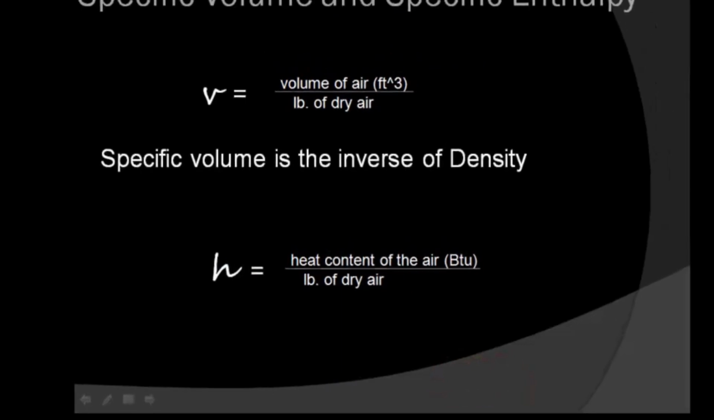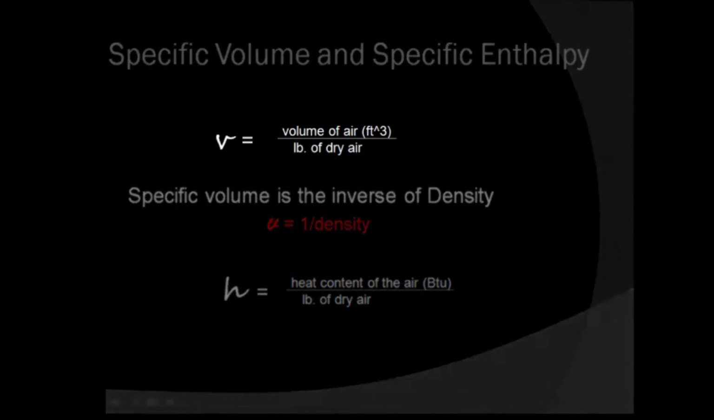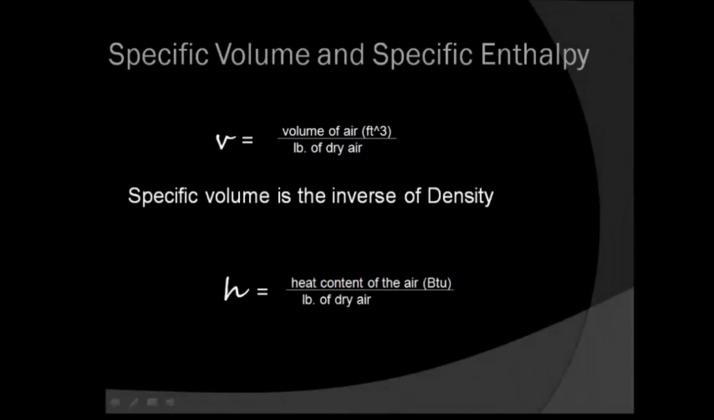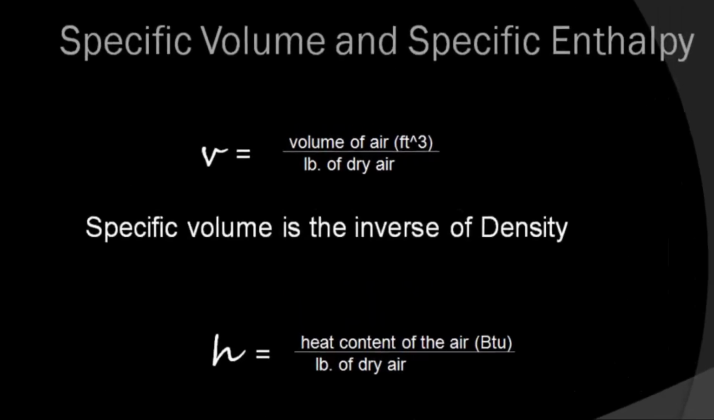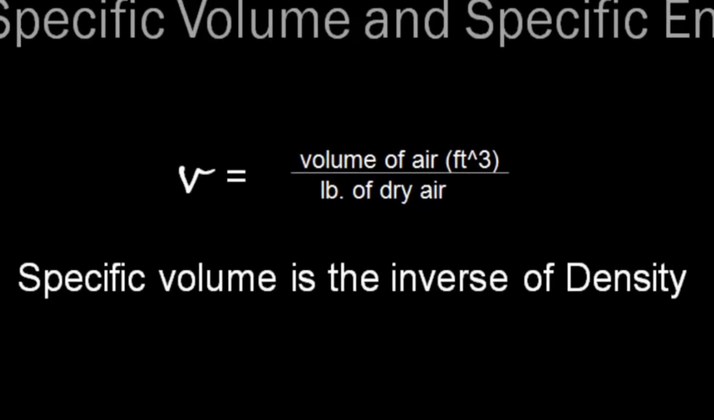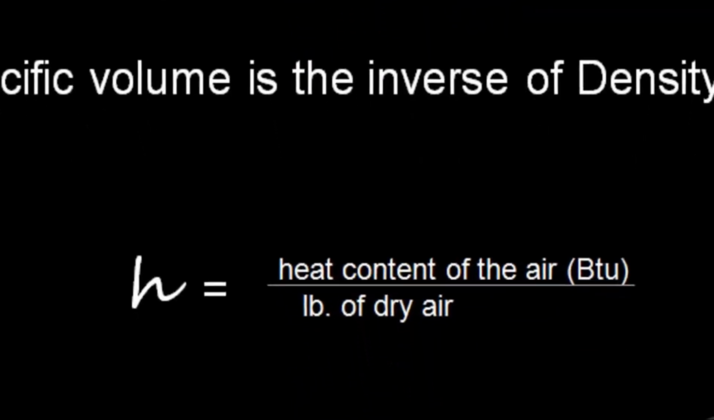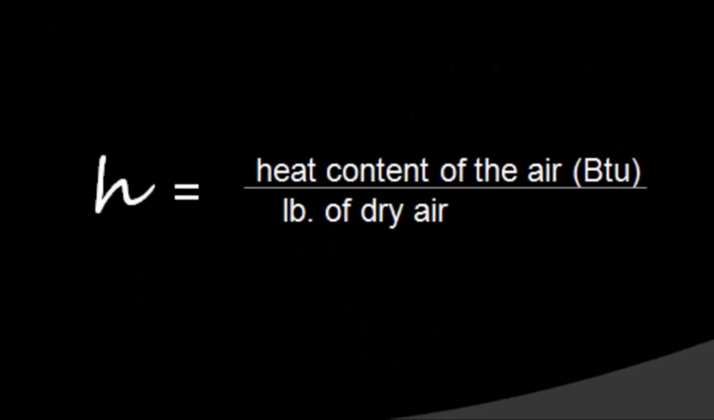Specific volume and specific enthalpy. Specific volume was presented earlier in Lesson 1.1, Review of Fundamentals. Specific volume is the inverse of density, or the volume of air per unit weight of dry air. In the imperial system of units shown on the psychrometric chart earlier, it is in units of cubic feet per pound of dry air. Specific enthalpy on the psychrometric chart is often referred to as heat content of the air per unit weight of air.